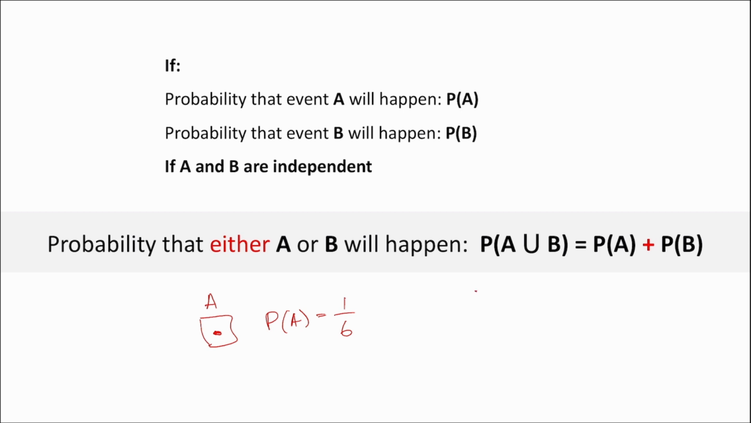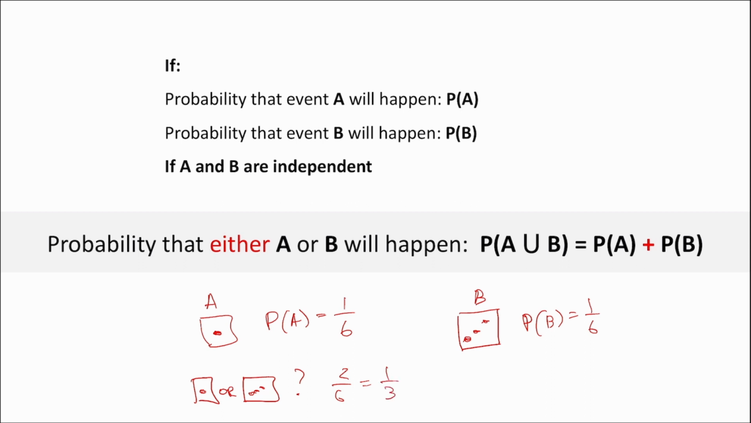Then event B is that you will get, for example, 3 dots. What's the chance that you will get event B? Again, because all events are equally likely, it's also 1/6. But now you roll a die, what's the chance that you will get either this or this? What's the chance to get either of these two? Well, you have 6 possible events, and 2 out of the 6 will be your favorable events, so the probability will be 2/6 or 1/3, right?